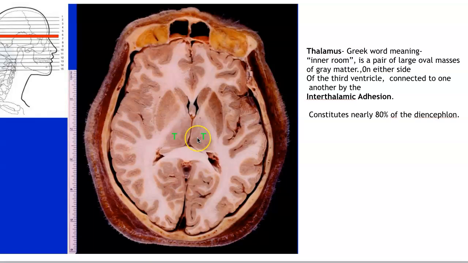This is all gray matter. This is all gray matter. So there is lots of neuron cell bodies. So these guys must have a big job to do because there's lots of them. So there's this view of the thalamus.